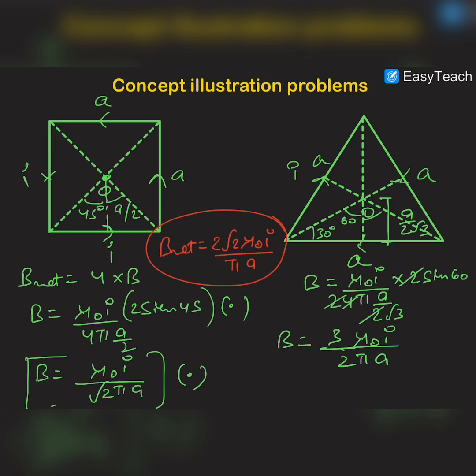Okay, because sine 60 is root 3 by 2, and that root 3 and that root 3 becomes 3, and that 2 is this 2. So this is the magnetic field due to one wire, and the net magnetic field due to the complete triangular frame, B net, will be equal to thrice of B. So it is 9 times mu naught I by 2 pi A, and the direction will be pointing inside the plane. Okay, so this is the net magnetic field due to this triangular frame. Now let us move on to the next question.